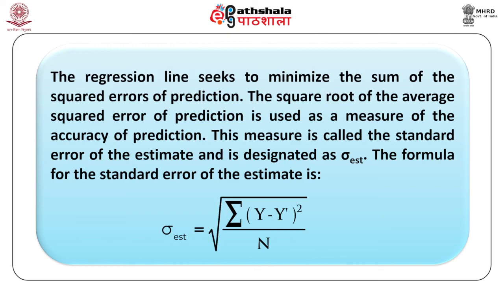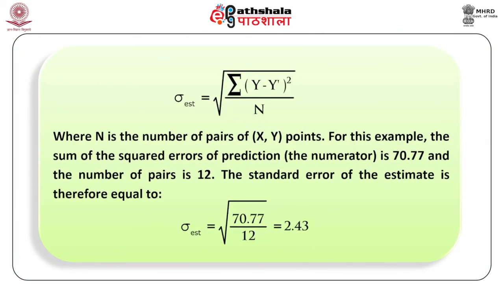This measure is called the standard error of the estimate and is designated as sigma est. The formula for the standard error of the estimate is sigma est equals under root of sigma of y minus y dash whole square, the whole divided by n, where n is the number of pairs of xy points. For this example, the sum of the squared errors of prediction, that is the numerator, is 70.77 and the number of pairs is 12. So the standard error of the estimate is therefore equal to under root 70.77 divided by 12, which comes out to be 2.43.